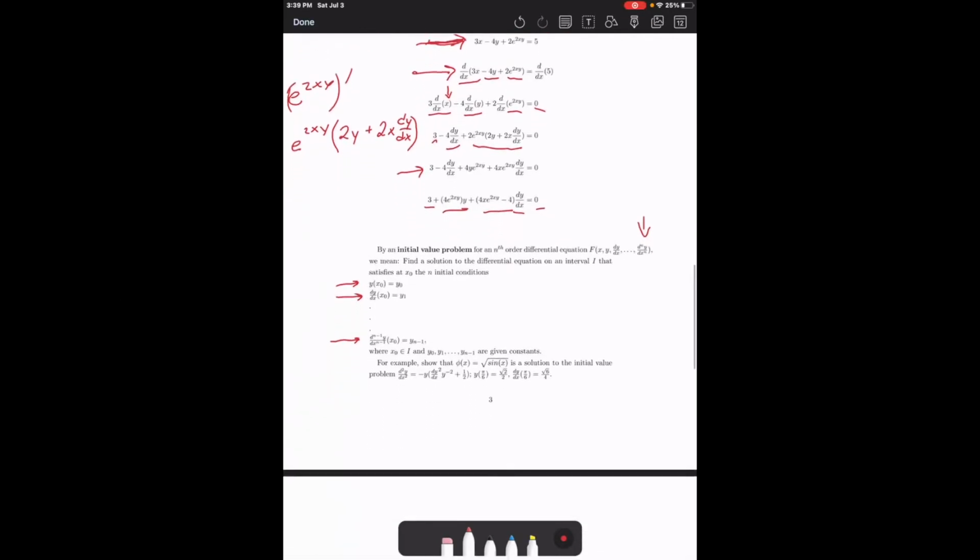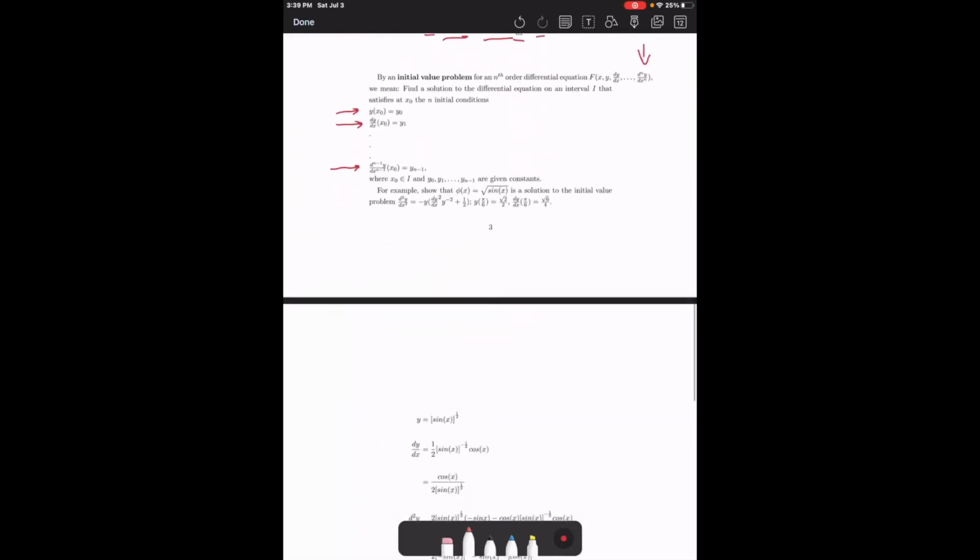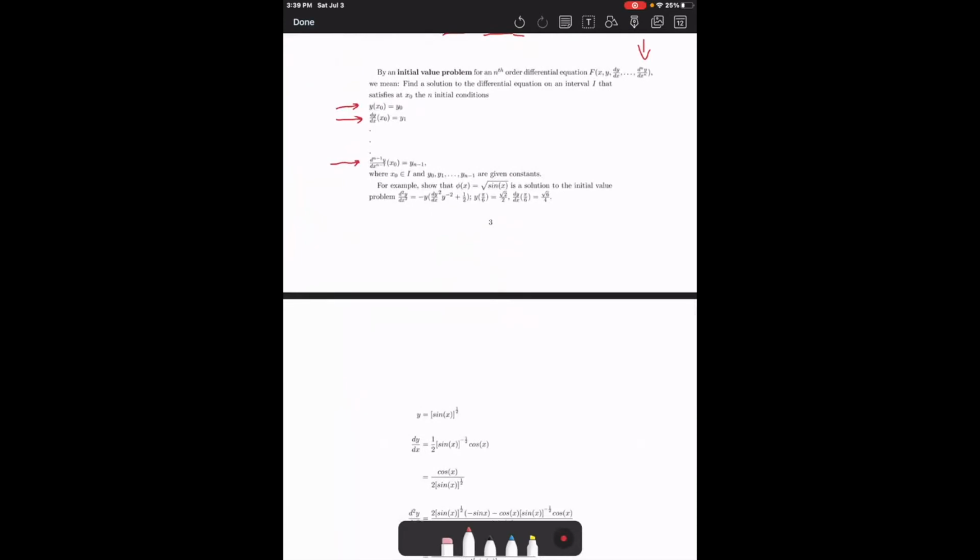So here's our example. We want to show that phi of x equals the square root of sine x is a solution to the second derivative of y with respect to x is equal to negative y times dy dx squared, y to the negative 2 plus a half. But we have initial conditions. We know what y is equal to, and we know what dy dx is equal to at a given initial value. If we're looking at the definition of initial value problem, this would be the x0 term. x0 in this instance is equal to pi over 6.